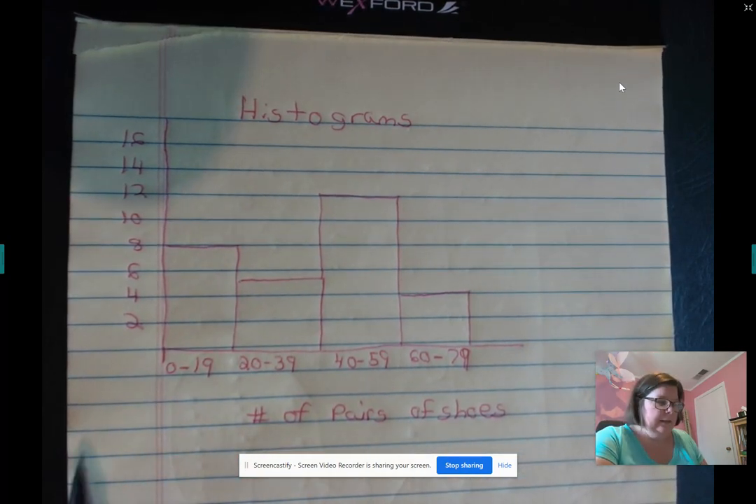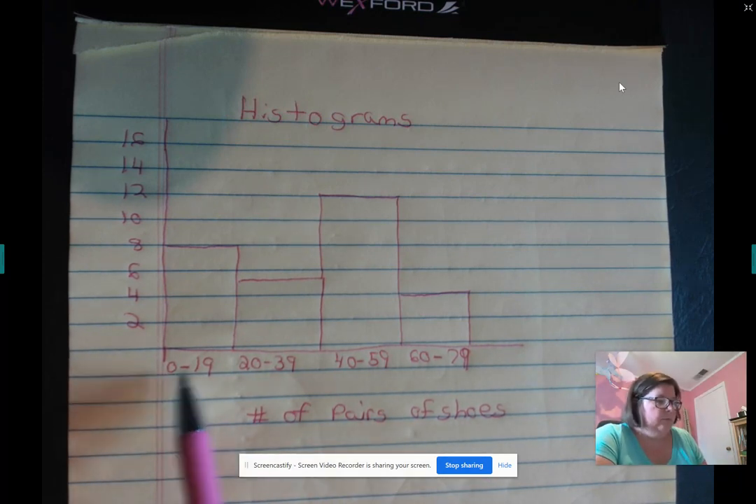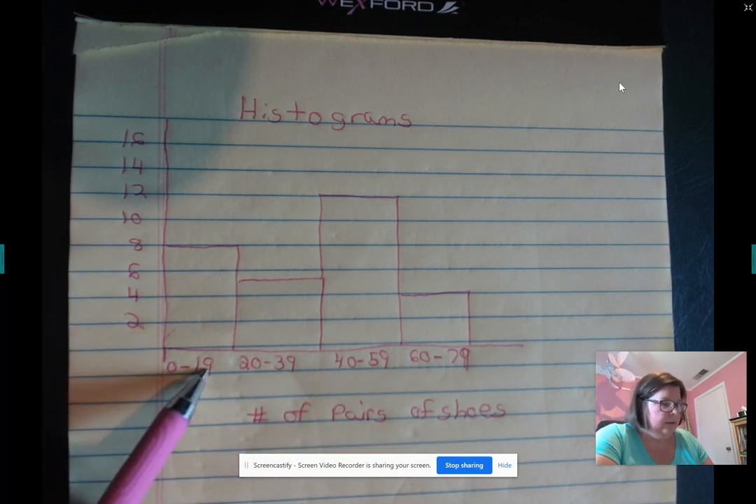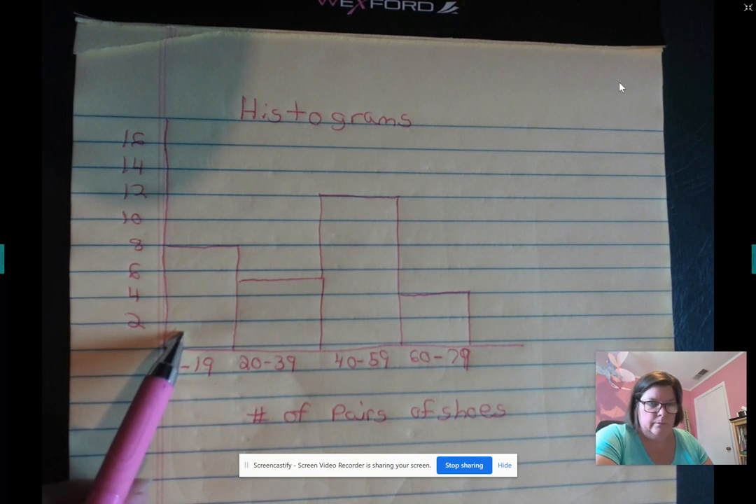So we're going to pretend that I went around and asked everyone in the class, how many pairs of shoes do you have? And then we created what we call the histogram with it. So the bottom part is exactly what it says, number of pairs of shoes. So if you fall between 0 and 19, you would be in this bar.